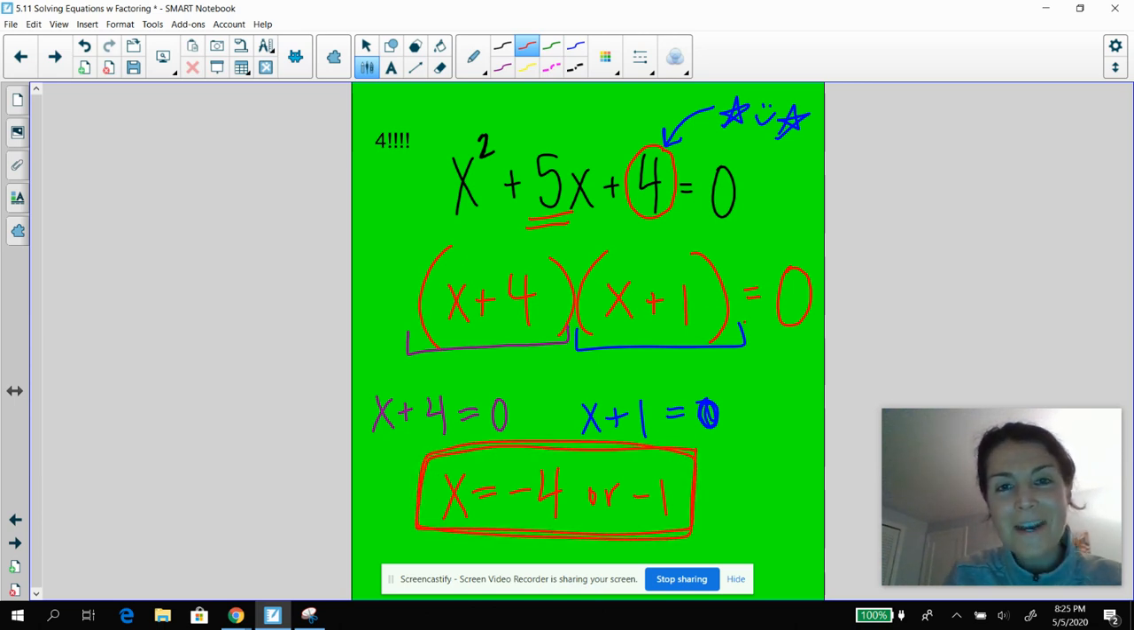And you're done. Kind of cool, right? So the whole point of factoring is to get us that product, so then we can use the zero product property to solve. So that's the fourth type of equation.